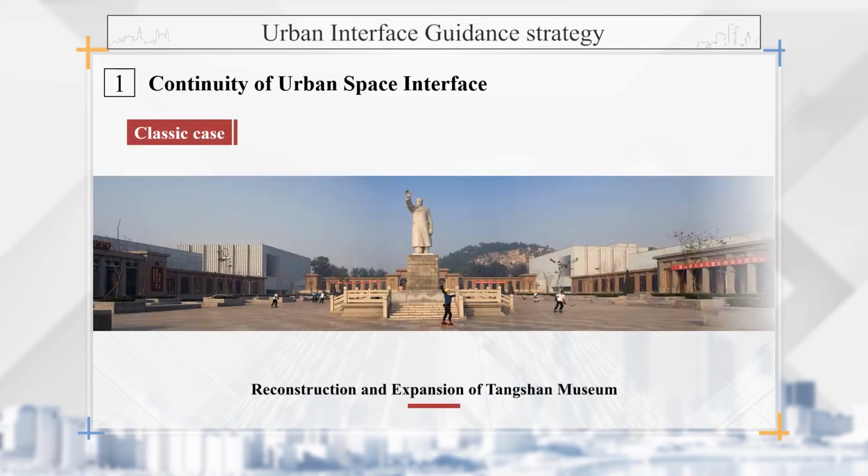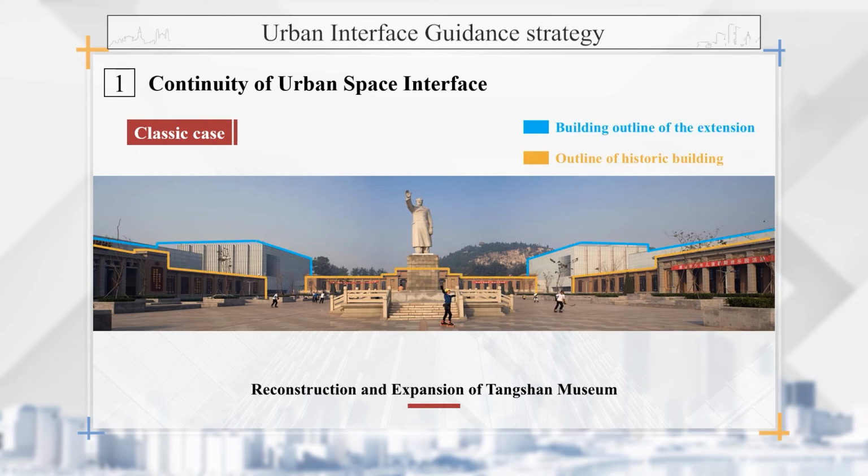In the reconstruction and expansion project of Tangshan Museum, the old building is backed by Phoenix Mountain and is located in an open field.